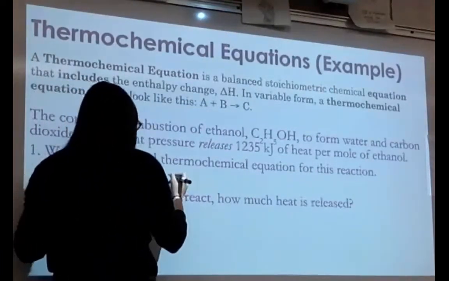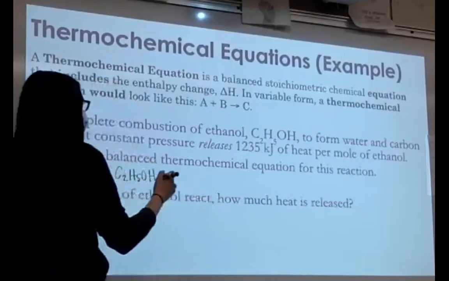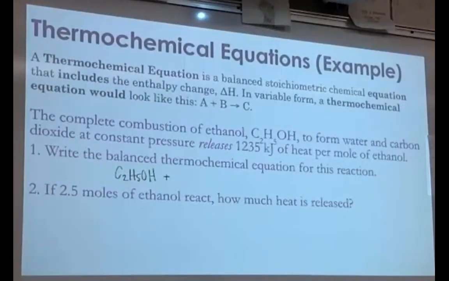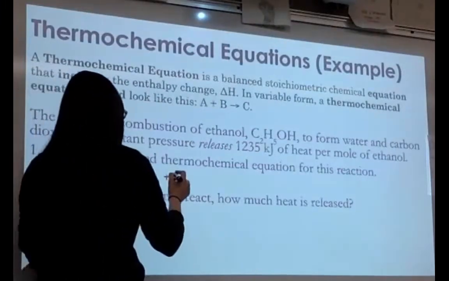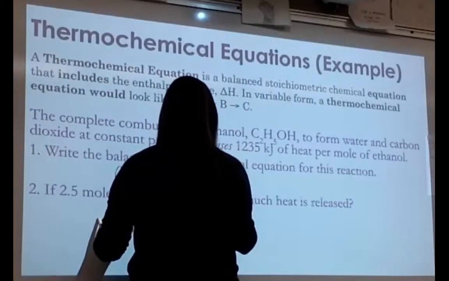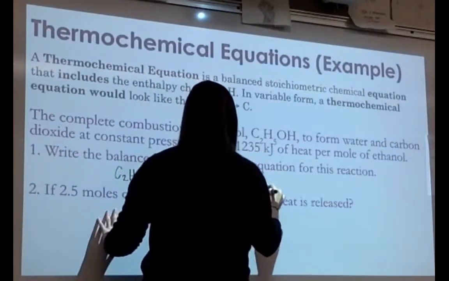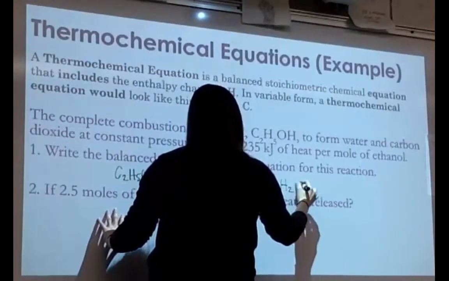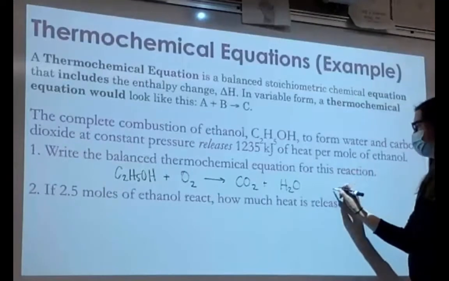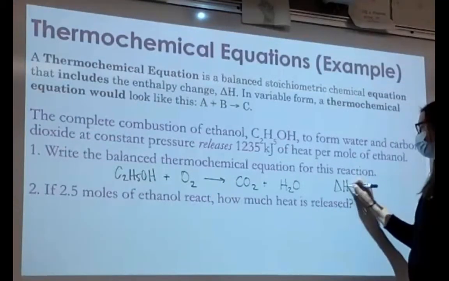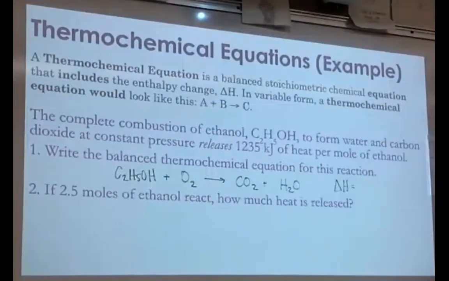Unless it specifies states of matter, we don't have to worry about it. Now the only thing it doesn't give us here is what else we need when we have a combustion reaction. What's the other reactant that we always need if it's combustion? O2. Produces CO2 and H2O. Now we'll balance this in a second. Then we're also going to include a delta H value off to the side.